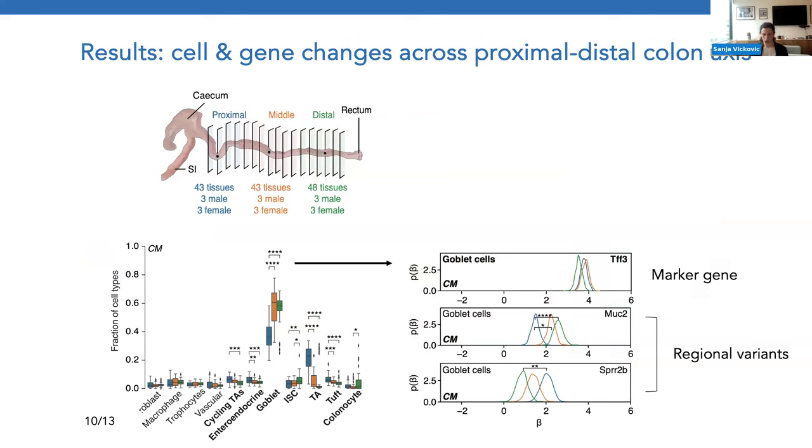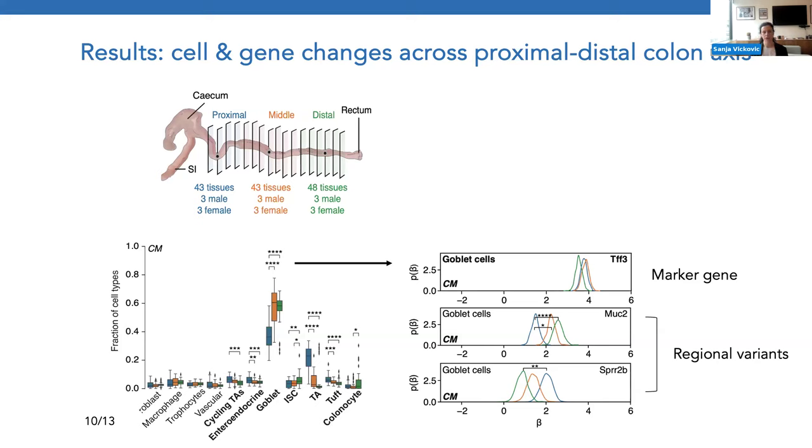In the bottom, you're seeing two plots. On the left-hand side, we're seeing the fraction of cell types present in the cross-mucosal part of the colon. Y-axis says the fraction, the x-axis says the different cell types. What we're seeing is that, well, some cell types don't change between the proximal, middle, and distal colon. Their proportions don't change. For example, the macrophages stay the same. You're detecting them in the same amounts. But for example, goblet cells, you have many more goblet cells in the distal part, labeled in green, versus the proximal part labeled in blue.